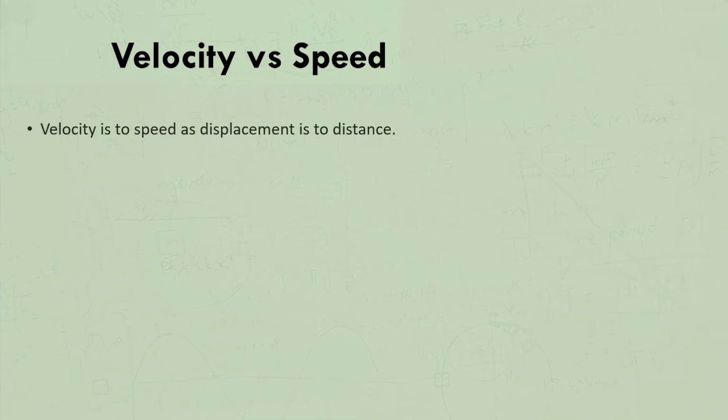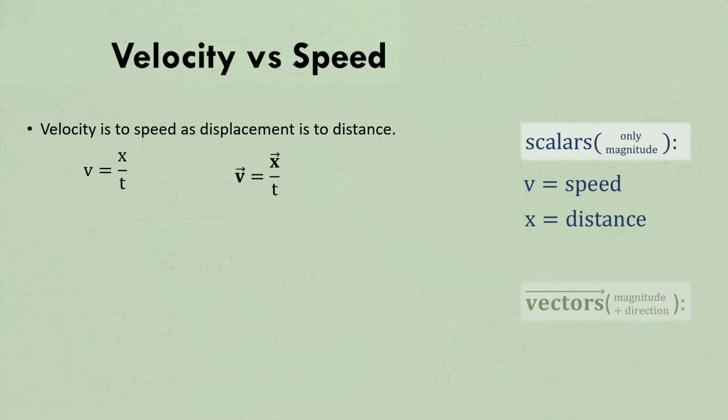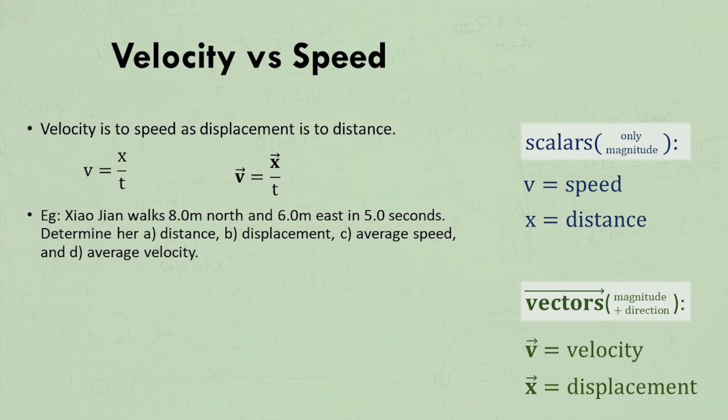The scalar speed is to distance as the vector velocity is to displacement. Let's look at a simple problem to show how these four important quantities connect. Xiaoqian walks 8 meters north and 6 meters east, and we need to determine her final distance and displacement and her average speed and velocity.